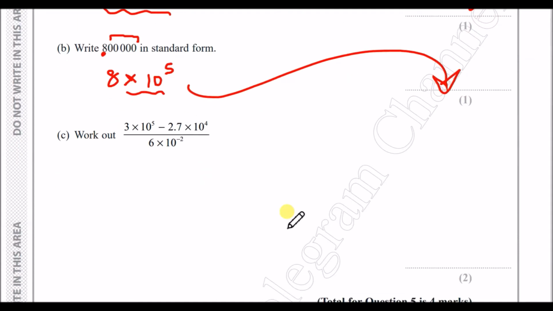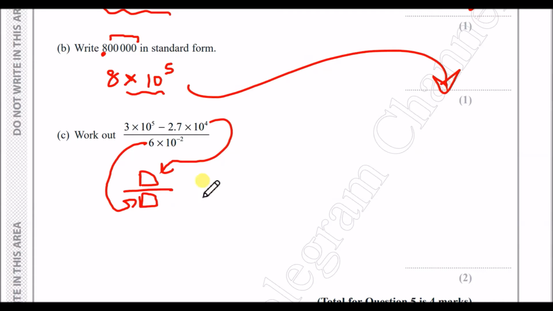Now, work out this entire equation here. Thankfully, this is easy, guys. You just have to put this in your calculator. Word of advice: if you're going to write this in your calculator, always use the fraction button, yeah, and then insert the values. Put all of this in the top line, and then put all of this in the bottom line. It's important you do it all at once. So I'm going to do it right now. You've got 3 times 10 to the power 5 minus 2.7 times 10 to the power positive 4, over 6 times 10 to the power negative 2.